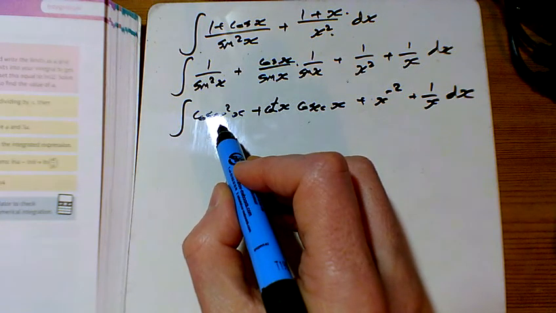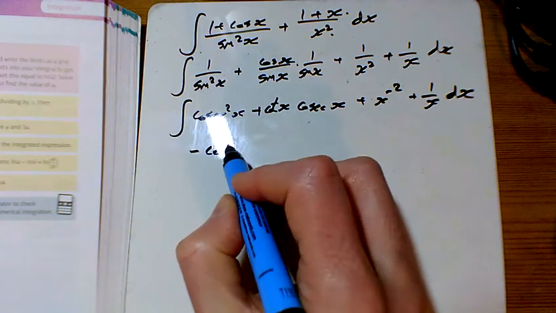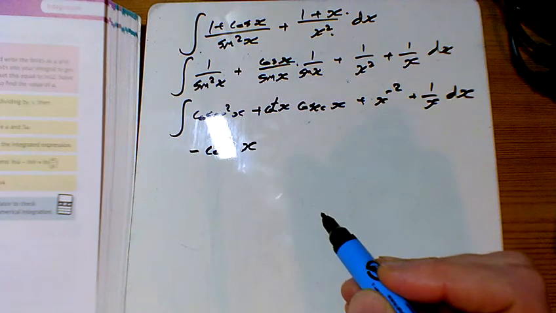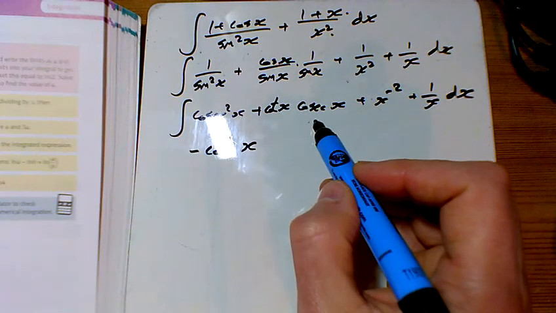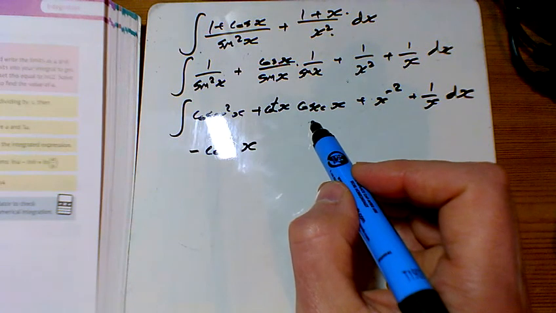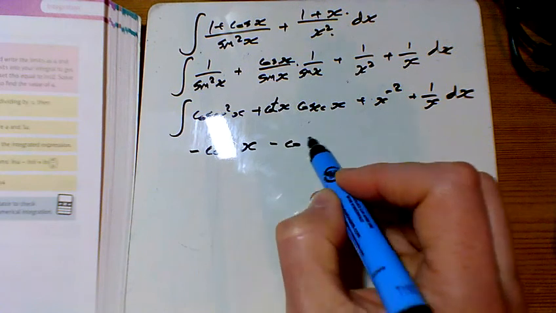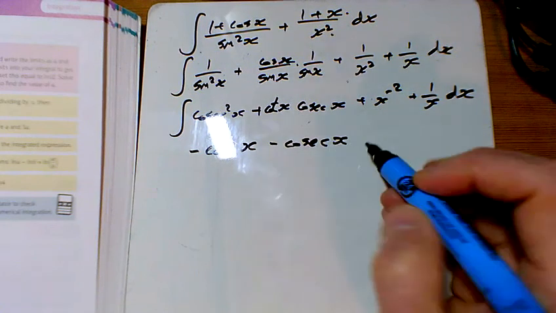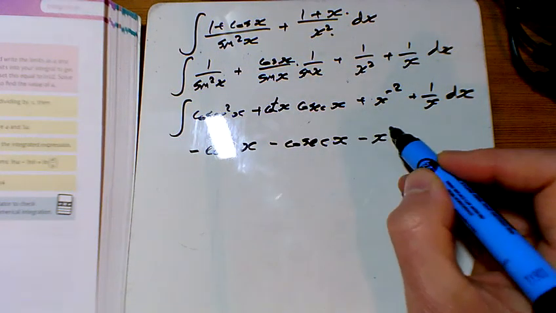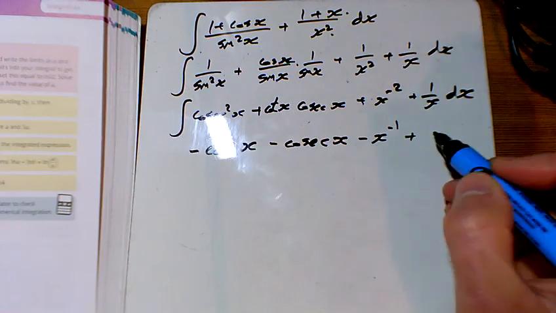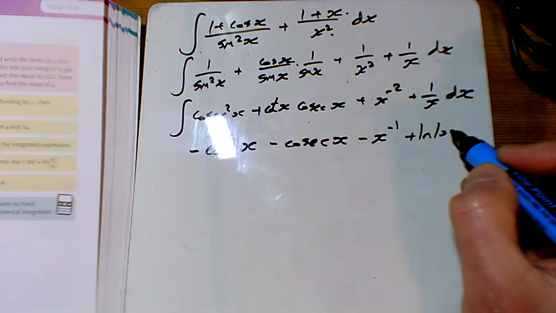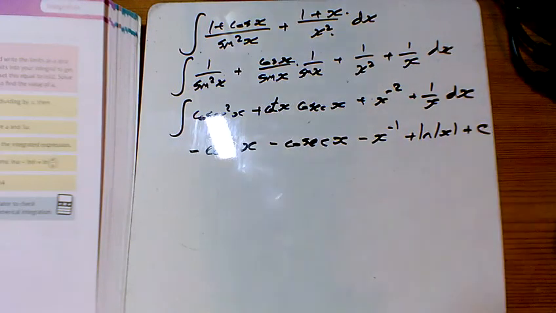So cosec squared, that goes to minus cot x from the list. Cot cosec x goes to minus cosec x. This one here, the power just goes up by 1 and divided by the new power. And here, 1 over x goes to the ln of x. So lots to do in that one there before we get down to the answer.